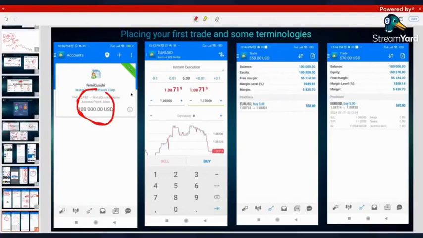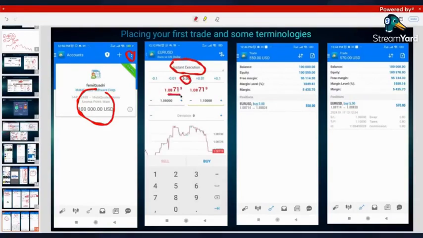Then if you want to place a trade, you come here to these three dotted lines. You click on it. You long press on the pair you want to trade and you enter your details. Remember I discussed the instant execution and the pending orders. So if you want to enter your trade directly, you just click on this instant execution. You enter the volume, your lot, as I explained in the previous video.